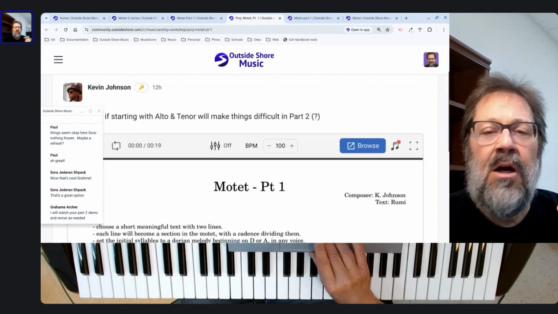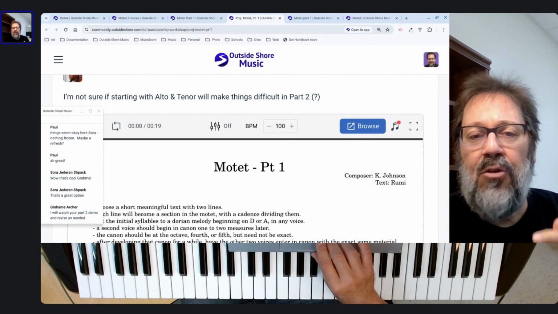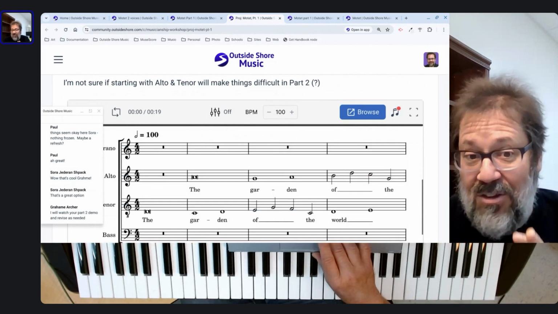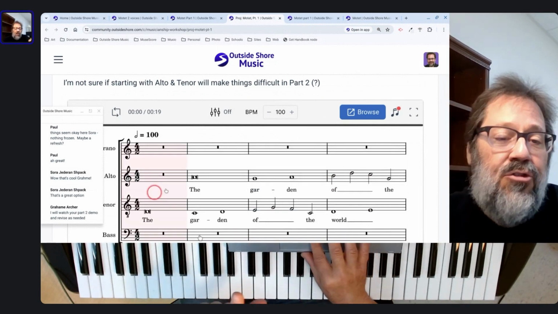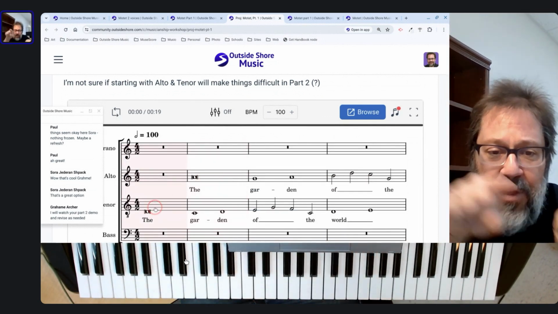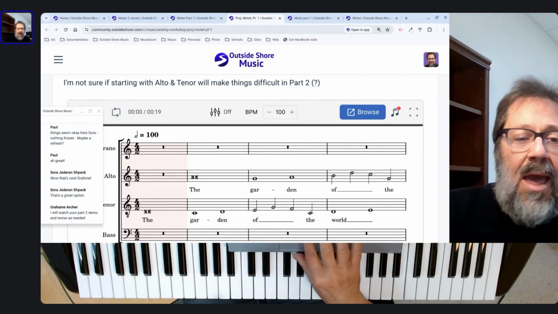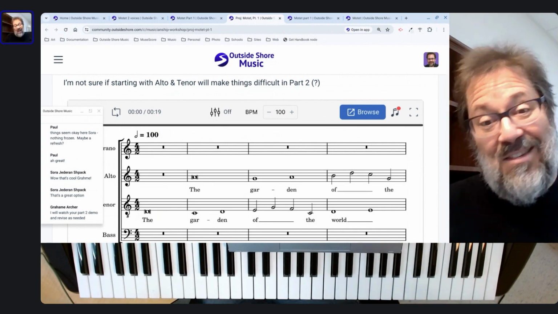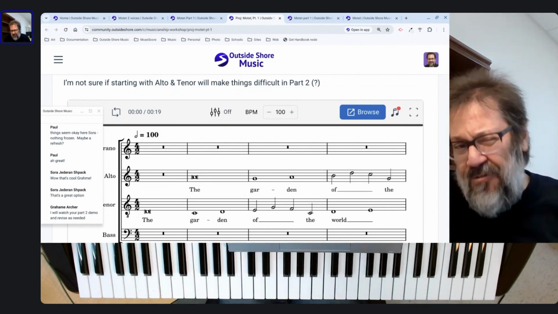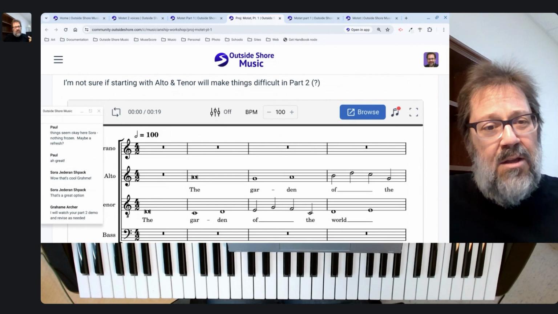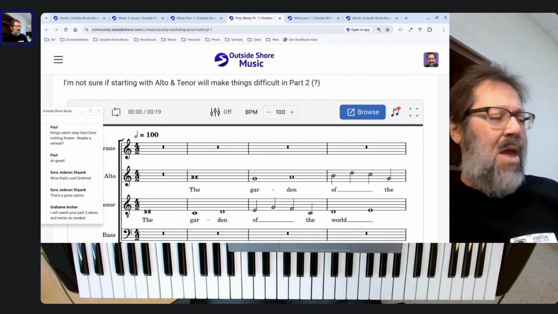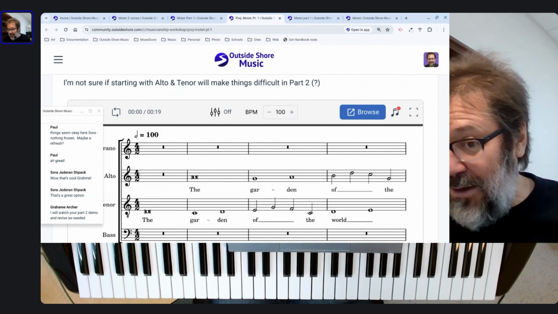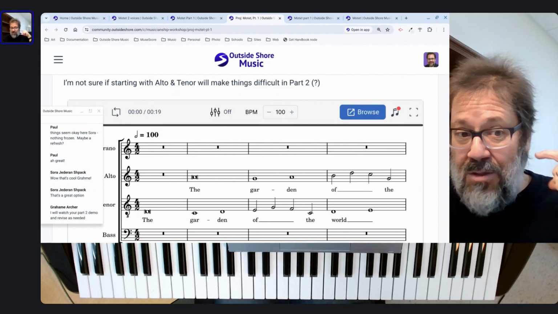Where's the question? Oh yeah, not sure if starting with alto and tenor will make things difficult in part 2. It doesn't necessarily. You're starting with two adjacent voices, and they're a fifth apart, right? Alto and tenor, and then soprano and bass will also be a fifth apart. A fifth plus an octave, and so it's going to have a different feel when you bring in soprano and bass.